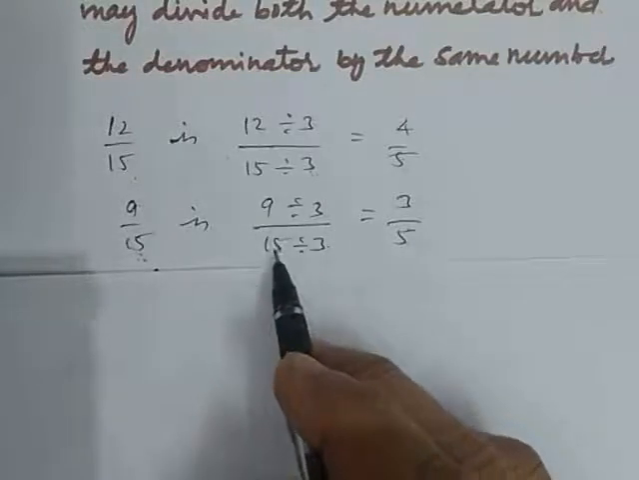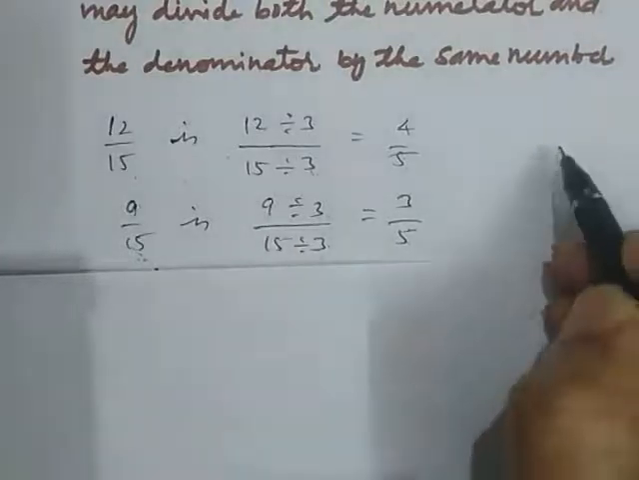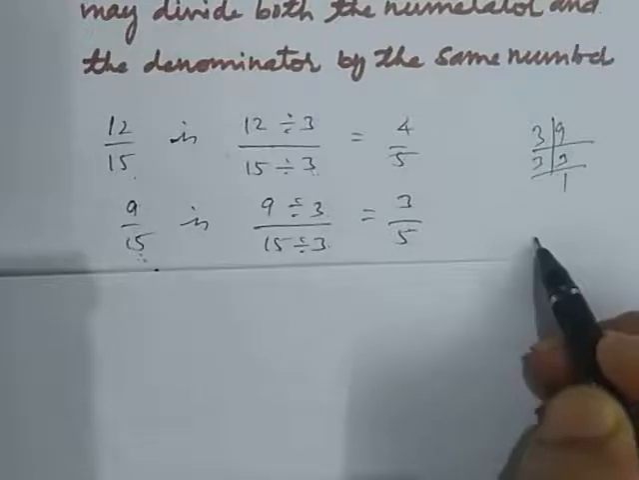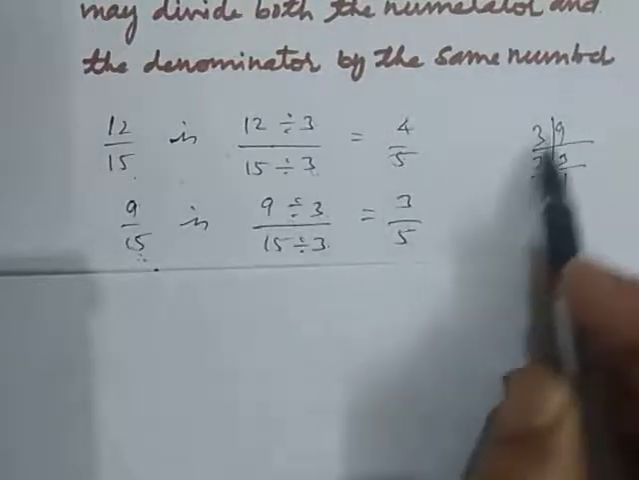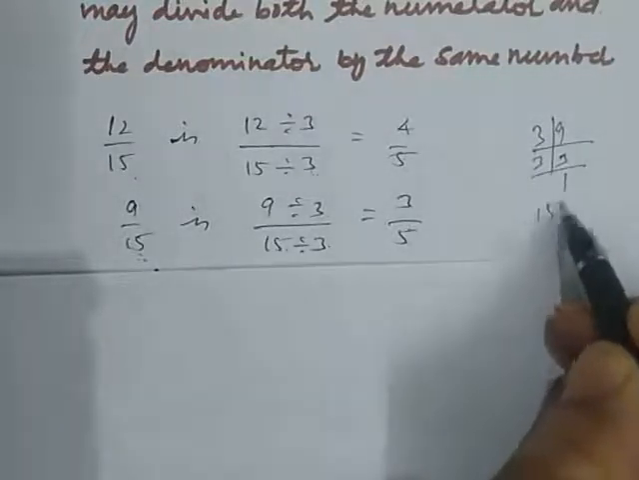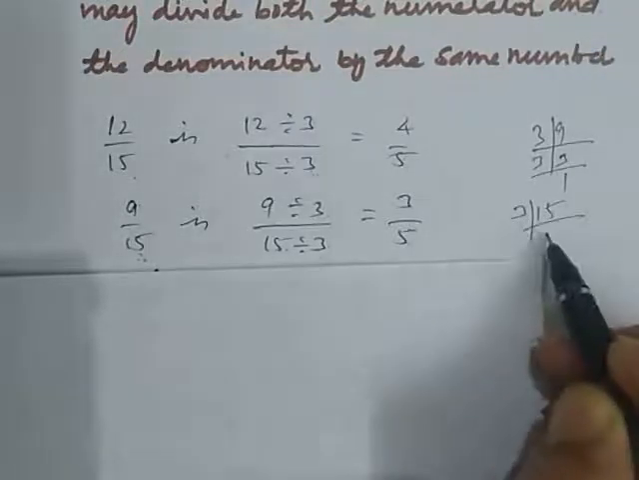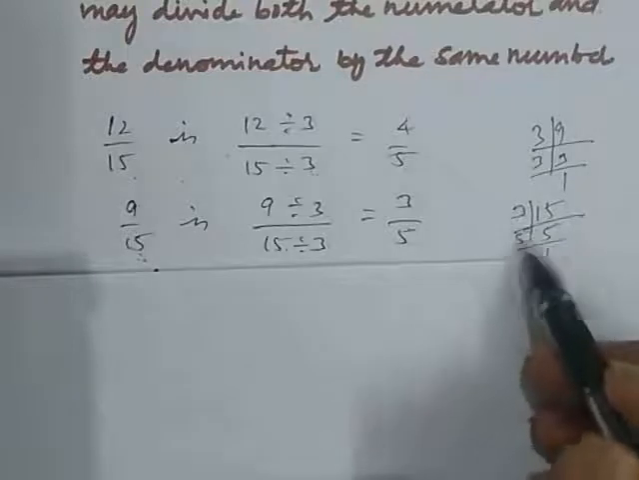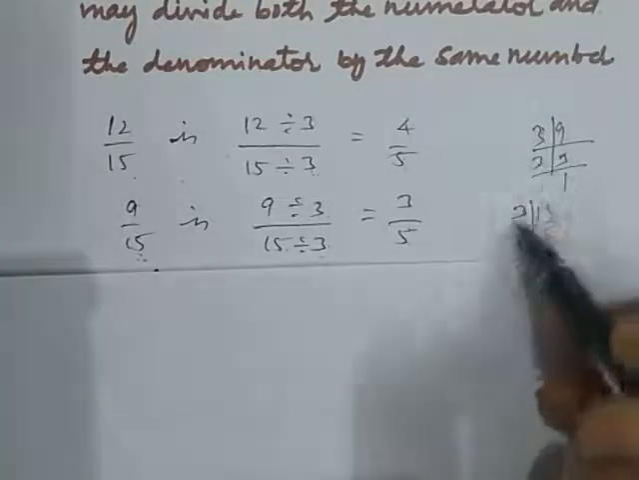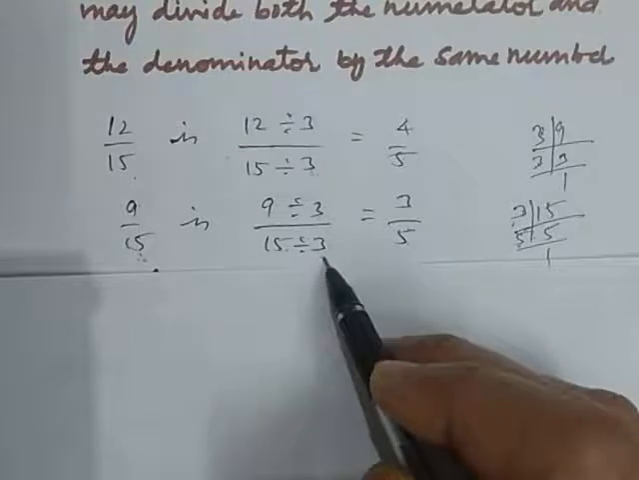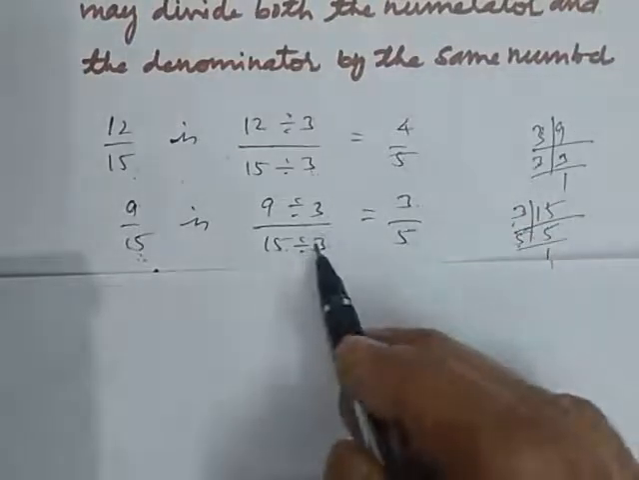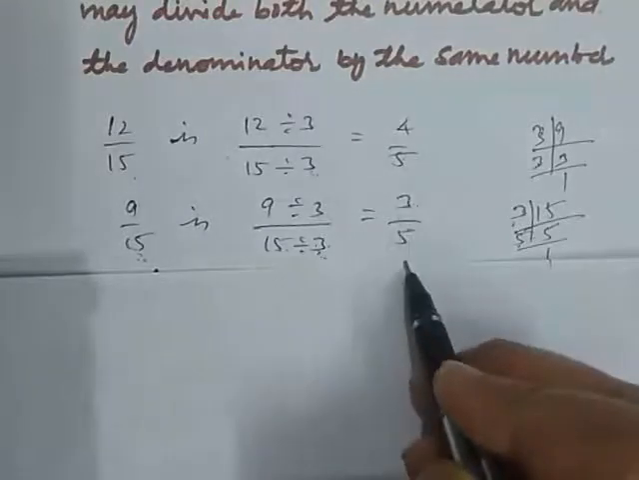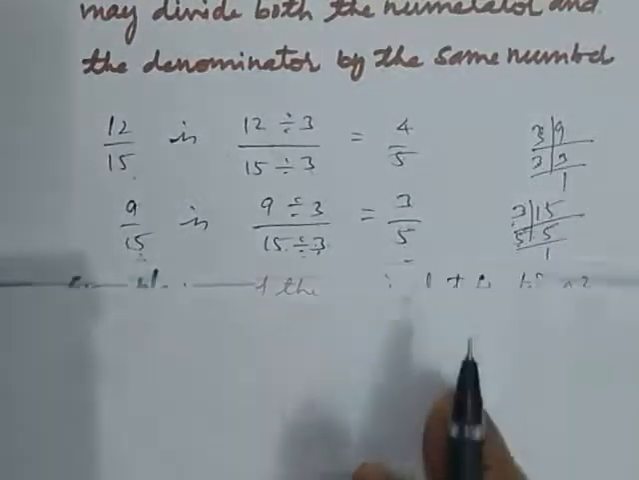If you have some difficulty, then write the factors of 9. The factors of 9 are 1, 3, 9, that is, 3 and 3. And take the factors of 15: 1, 3, 5, 15. Here 3 is common, so we have to divide by 3. This way you can choose a number by dividing by which we get the equivalent fraction. So remember this technique.